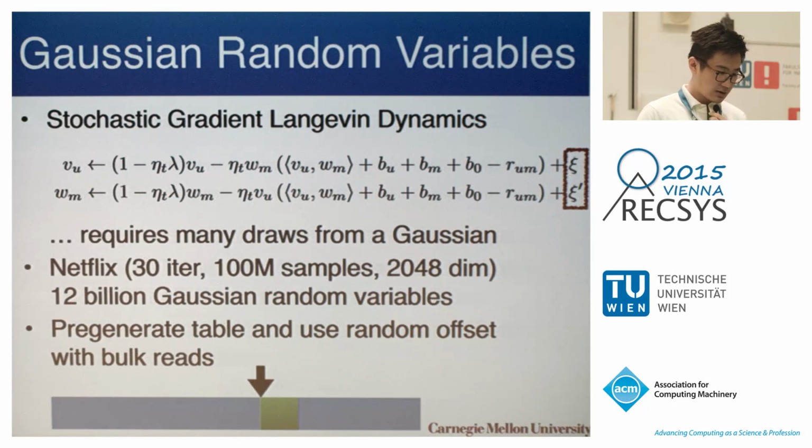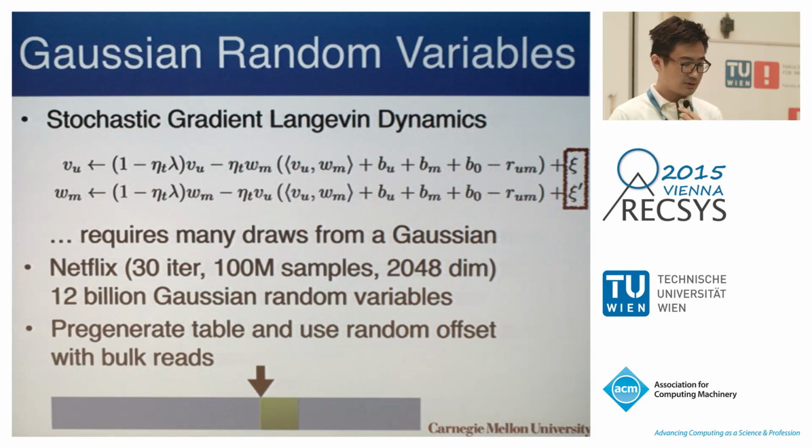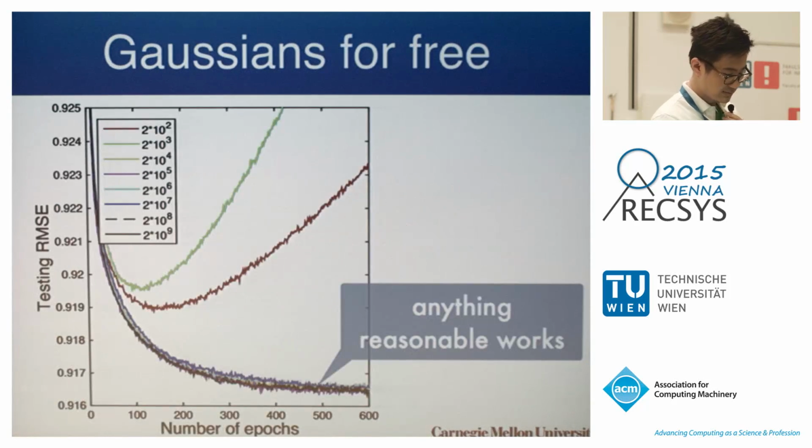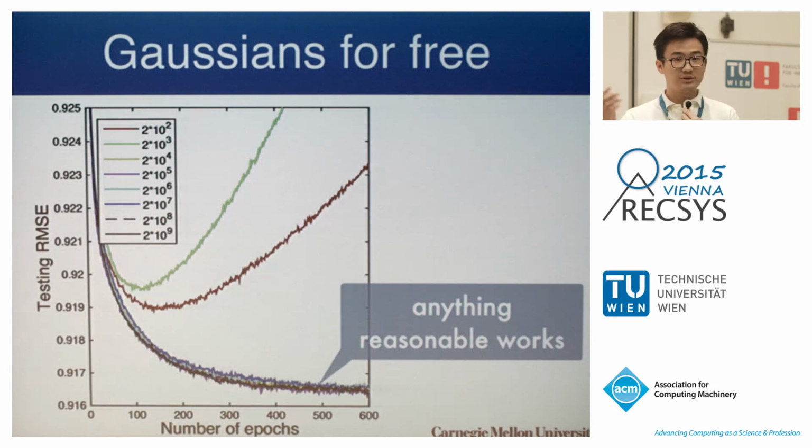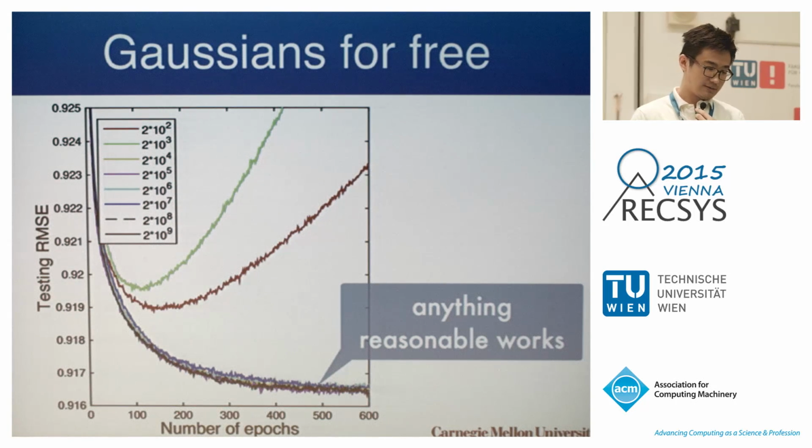And it's very efficient, and orders of magnitude faster than some existing, even distributed, versions. Also, generating the Gaussian random variables is very slow in our code. So we pre-generate a table and use a random offset with bulk reads. So it's also cache efficient in our implementation. And this is a guide for how large a Gaussian table you need to generate in advance.